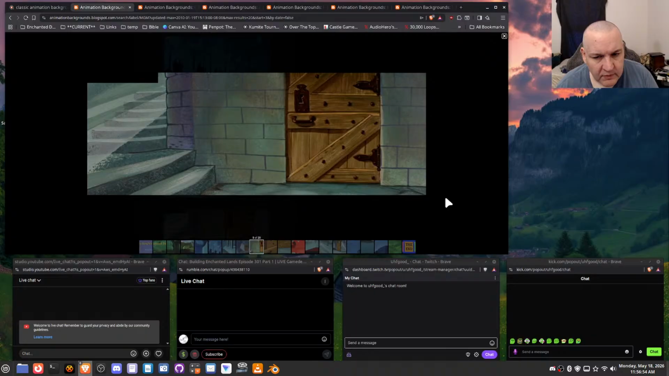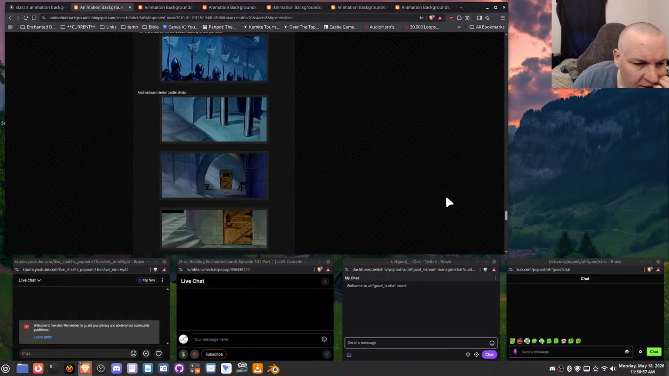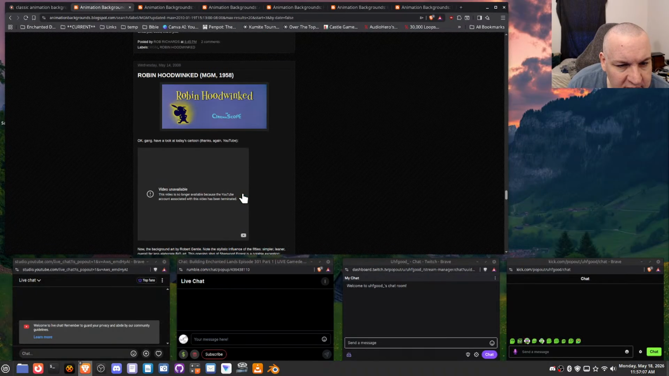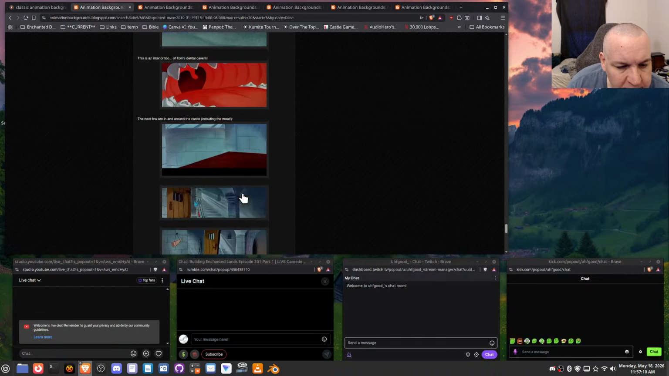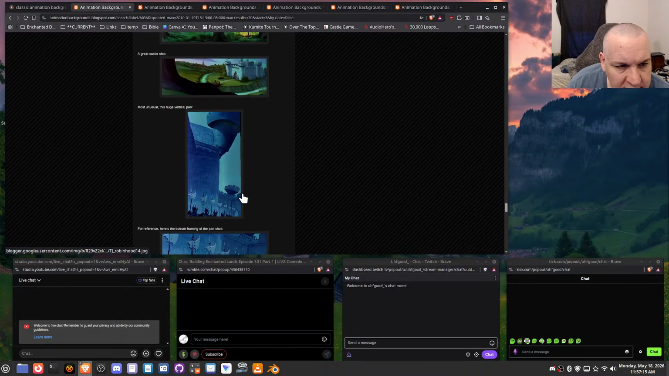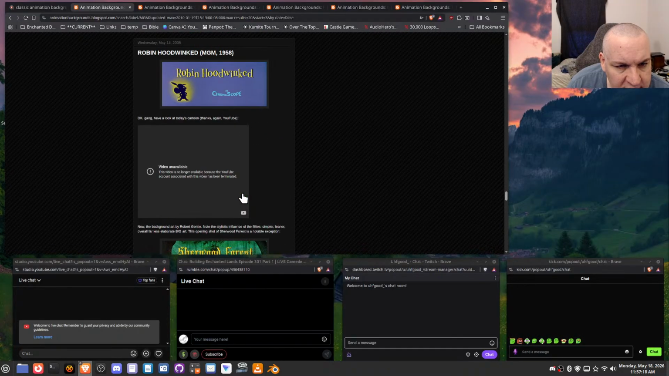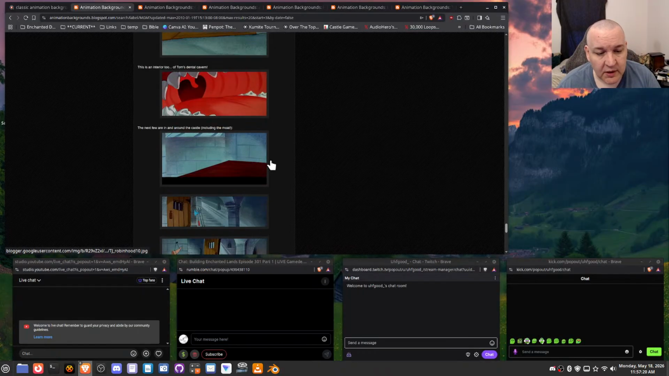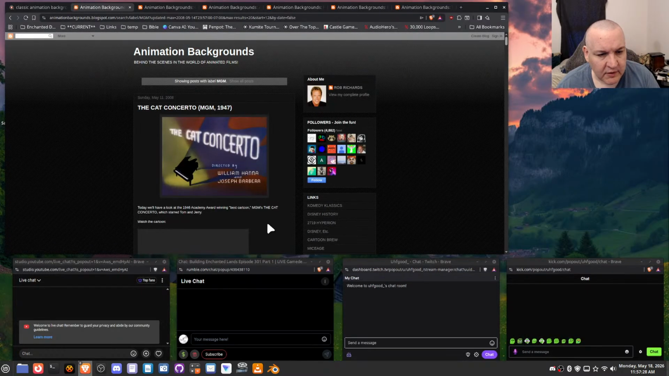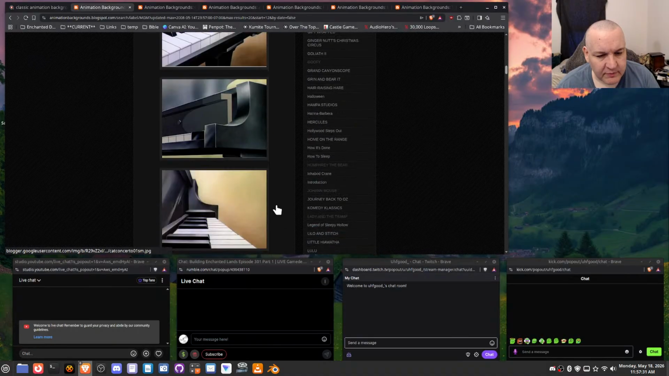Maybe look at some of these too. Robin Hood Winked and CinemaScope. Yes, yes. Let's see, does it say the year on here? 1958. Oh, that's a late one. That'd be a little bit out of my range, but at the same time, some of these backgrounds look pretty good, honestly. The Cat Concerto, of course.